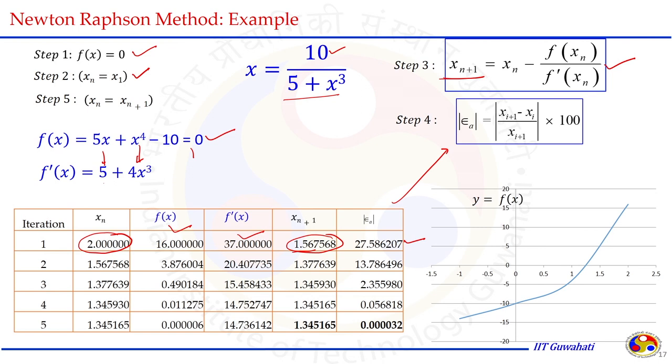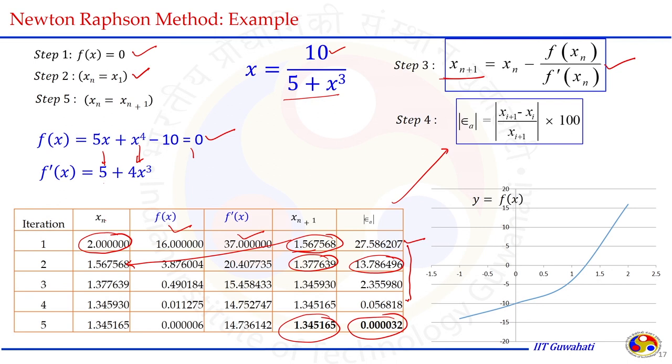So now the value of xn will be replaced by the xn plus 1 value. Now steps 3 and 4 should be repeated again to calculate the new value as well as the error value. And we see as we keep repeating, we reach a point where the error is so low, 0.00032, that we can terminate the process and accept the xn plus 1 value as the root, or the value of x that satisfies this equation.